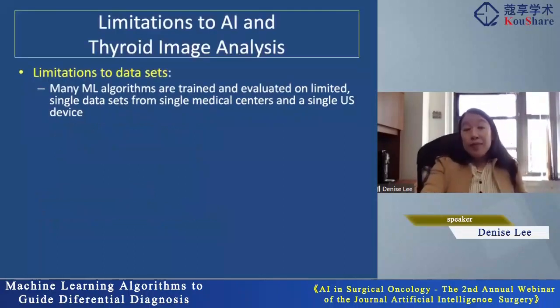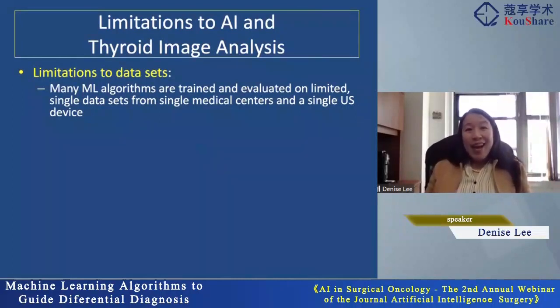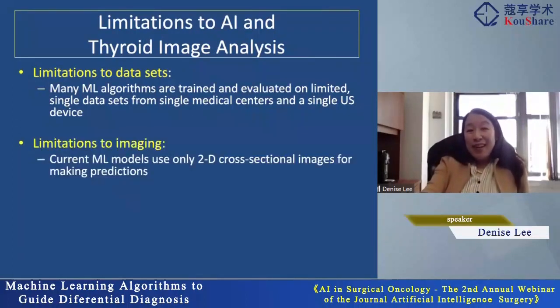Of course, there are problems with and limitations to thyroid image analysis, either with cytopathology or with ultrasound imaging. And this is one of the limitations we have for applying machine learning algorithms, at least in thyroid cancer diagnosis. One of the limitations, of course, is the data set itself. As we know, many machine learning algorithms that we train presently are evaluated on limited single data sets in a single center, and for ultrasound, we may be using the same ultrasound device. So how generalizable are these data and findings?